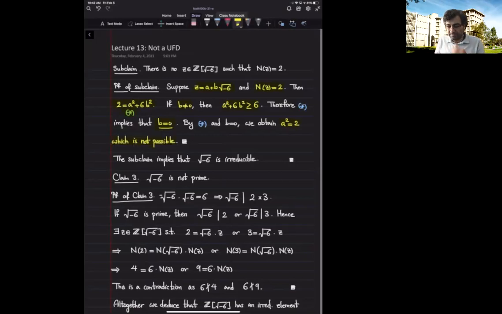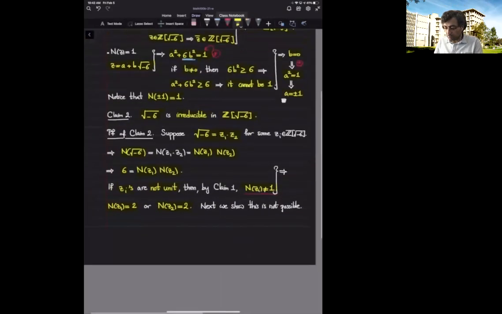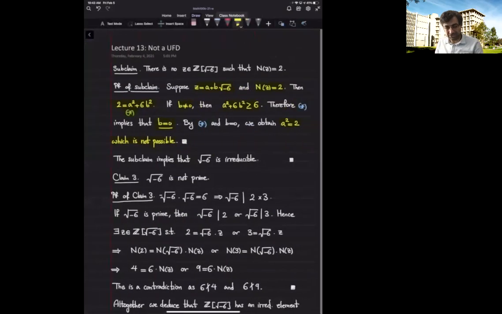That shows us that, altogether, we wanted to show root negative 6 is irreducible. Then we took the norm of this. We wrote it as a product of two elements inside the ring. We take the norm. We assume to the contrary that neither of these factors are units. We deduce that one of them should have norm equal to 2, but then we showed that there is no such element. So this altogether implies that root negative 6 is indeed irreducible.